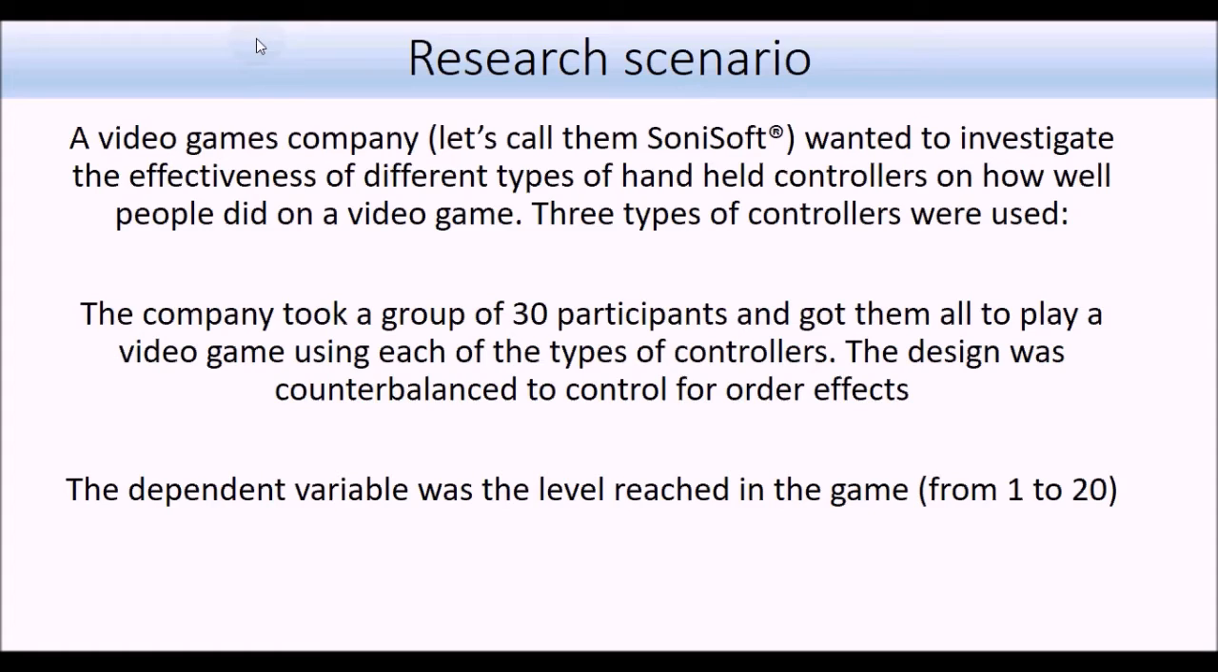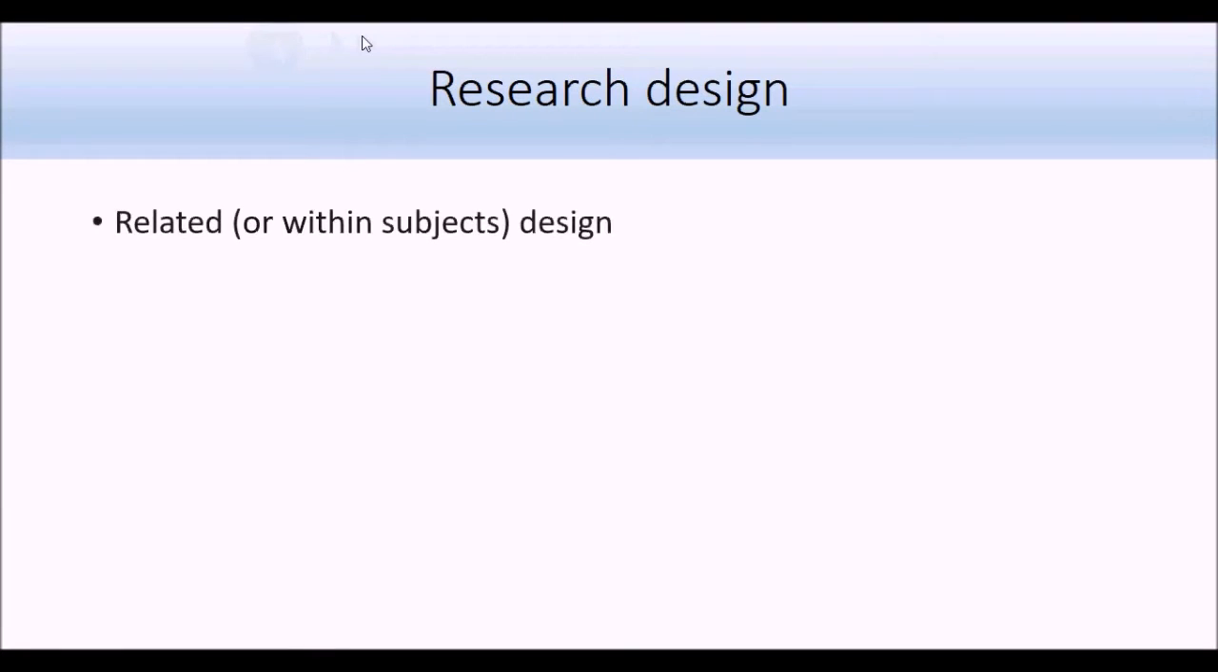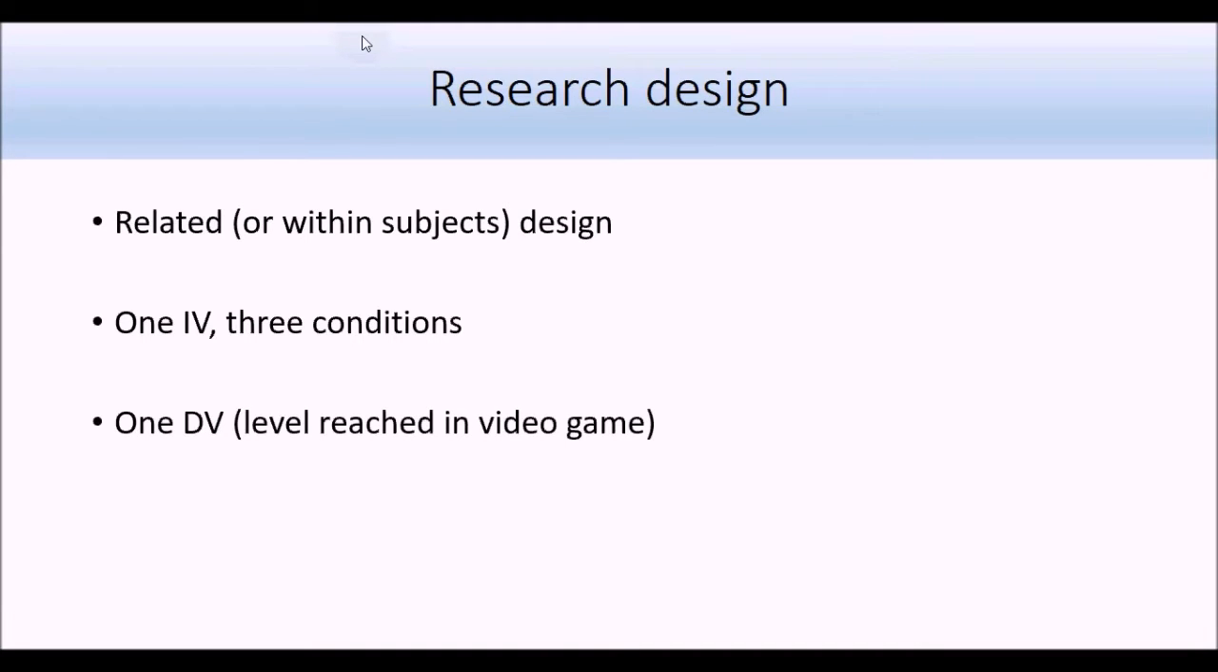Again, we've got ordinal data now. We can't be sure that the distances, if you like, between each of these levels is going to be the same in terms of difficulty. So what we've got this time is a related or within subjects design, one independent variable, this time with three conditions, and one dependent variable, which was the level reached in the video game.